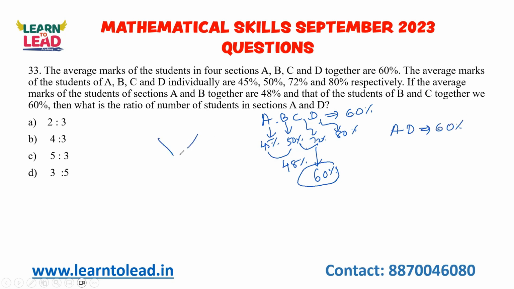Now the question is based on the number of students available in section A and section D. So what is the average percentage? 60% is the average percentage for A and D. For A it is 45% and for D, 80%. Now 20%, 15%. So 4:3 is your answer.